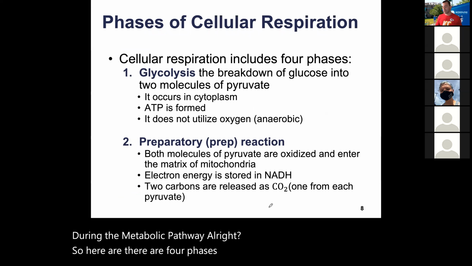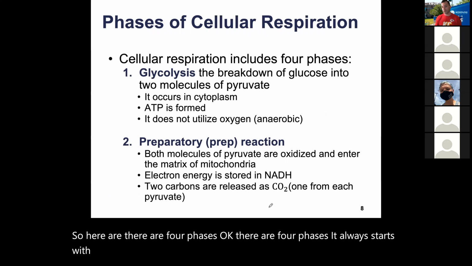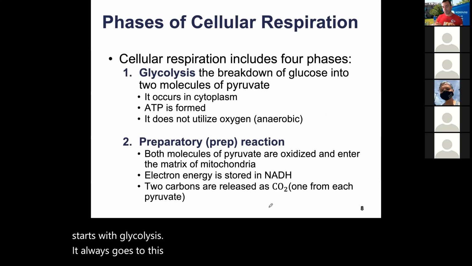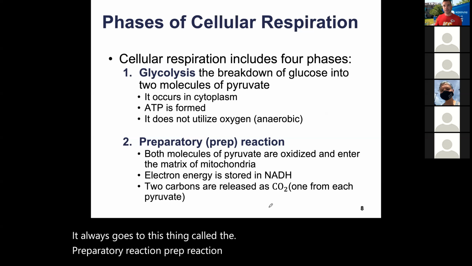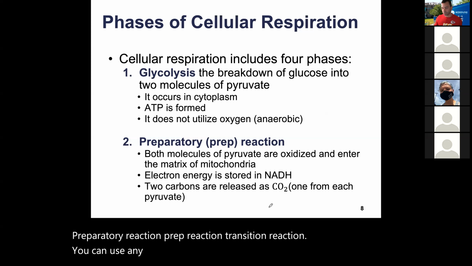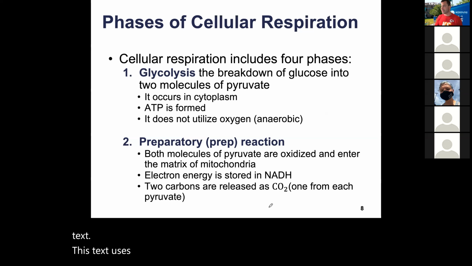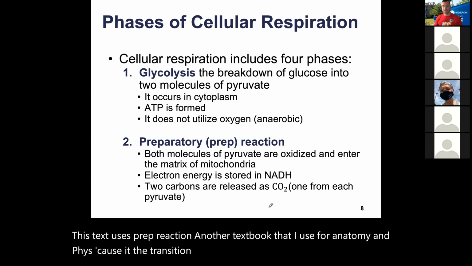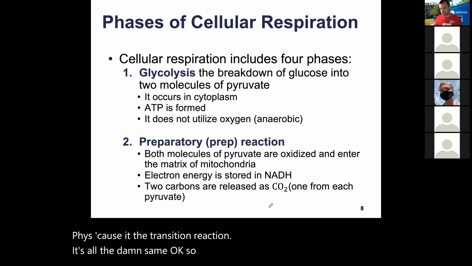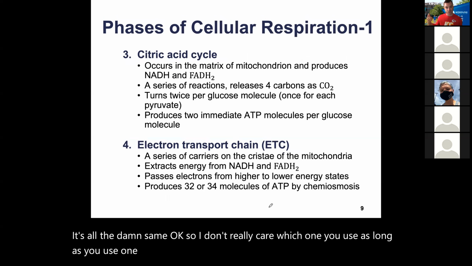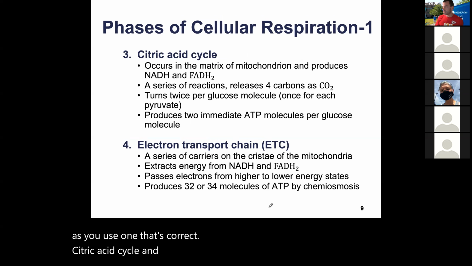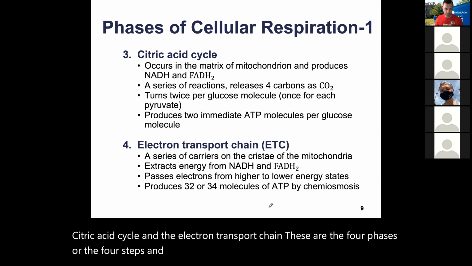There are 4 phases. It always starts with glycolysis. It always goes to this thing called the preparatory reaction, prep reaction, transition reaction. You can use any of those names. I don't really care. It just depends on the text. This text uses prep reaction. Another textbook that I use for anatomy and phys calls it the transition reaction. It's all the same, okay? So I don't really care which one you use as long as you use one that's correct. Citric acid cycle and the electron transport chain. These are the 4 phases or the 4 steps in this process of cellular respiration, okay?